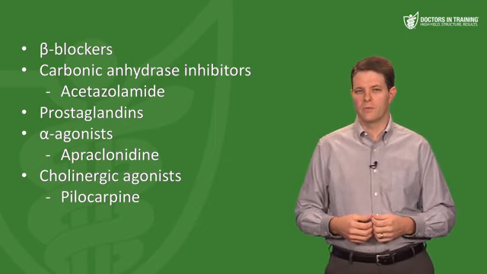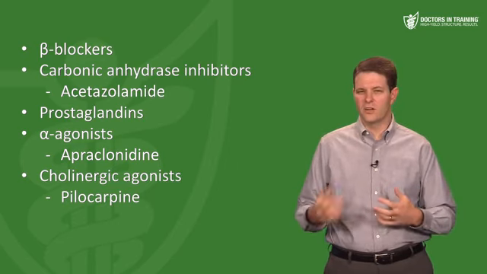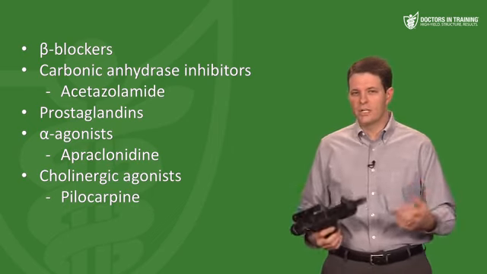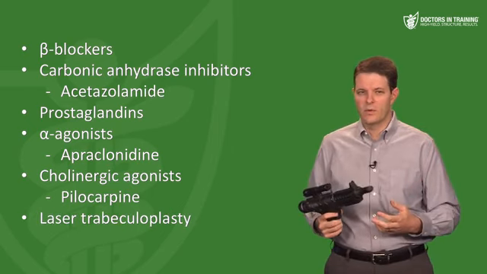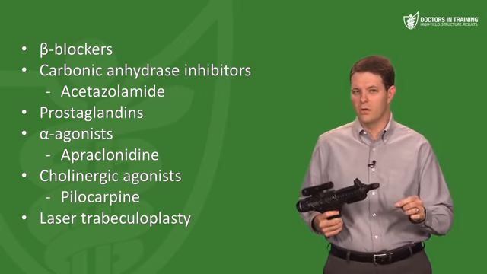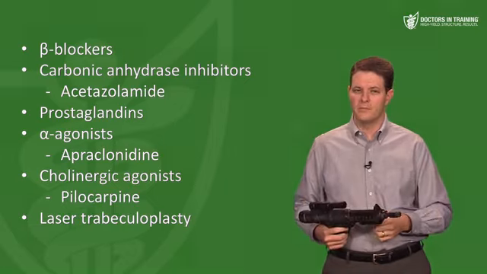the trabecular meshwork. Prostaglandins and beta blocker eye drops are usually first line, and then these other classes of drugs are added as needed. And in some cases, we treat surgically with laser trabeculoplasty, which is where you use a laser to blast some tiny holes in the trabecular meshwork to improve outflow. So it's a little different than the laser iridotomy for closed-angle glaucoma.